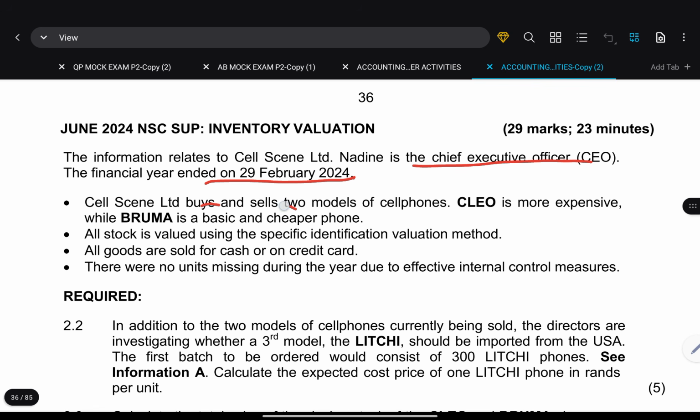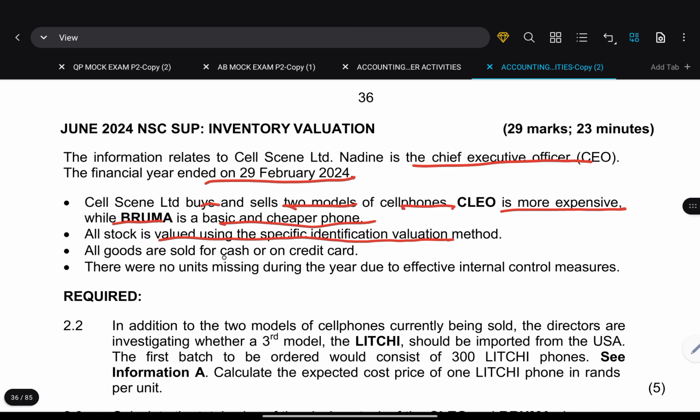Celcine Ltd buys and sells two models of cell phones. Clio is more expensive, while Bruma is a basic and cheaper phone. So we can take Clio as more like, when you're looking at brands like iPhone, a Pro Max, and Bruma will be the entry models. They're saying all stock is valued using the specific identification method, meaning they are going to use the specific identification method to value their stock.